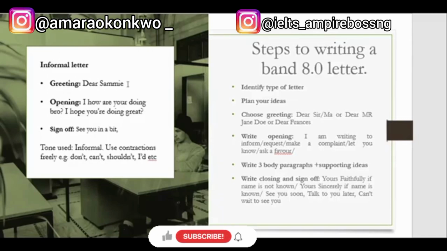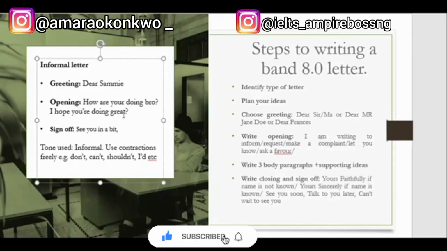Then informal letter, dear Sammy. I wanted to say, let me say, how are you doing, bro? See the way I said bro here. So these are things I should take note of. See, the tone is very relaxed here. How are you doing, bro? I hope you're doing great. See the contraction here, you're. See this one, sign off: see you in a bit. So these are things you should take note of. Tone used: informal. Use contractions freely: don't, can't, shouldn't, and so on.